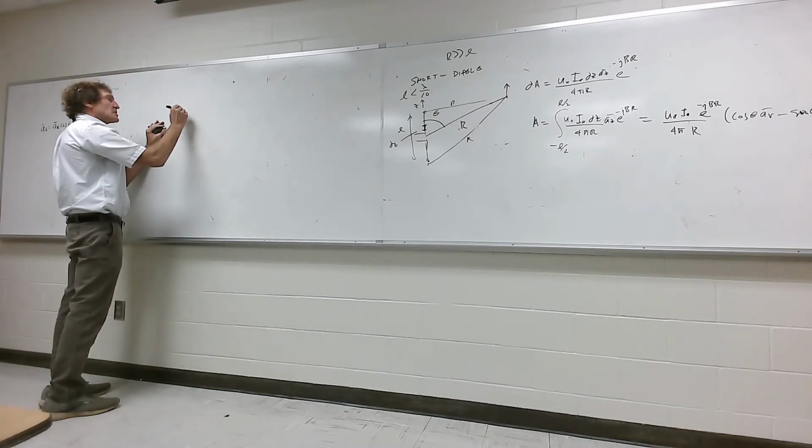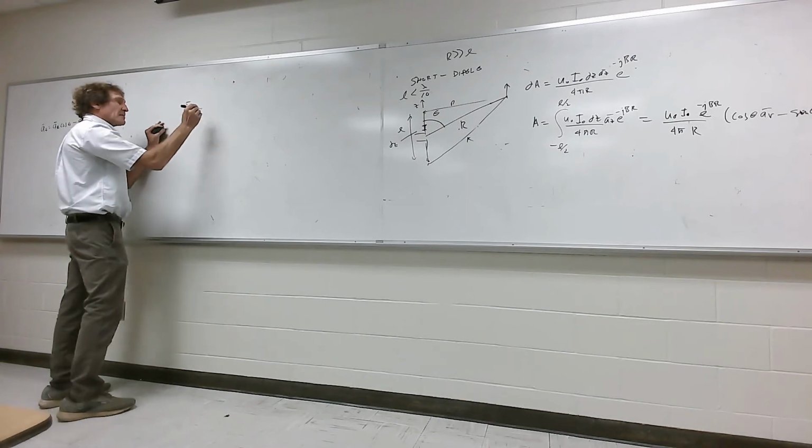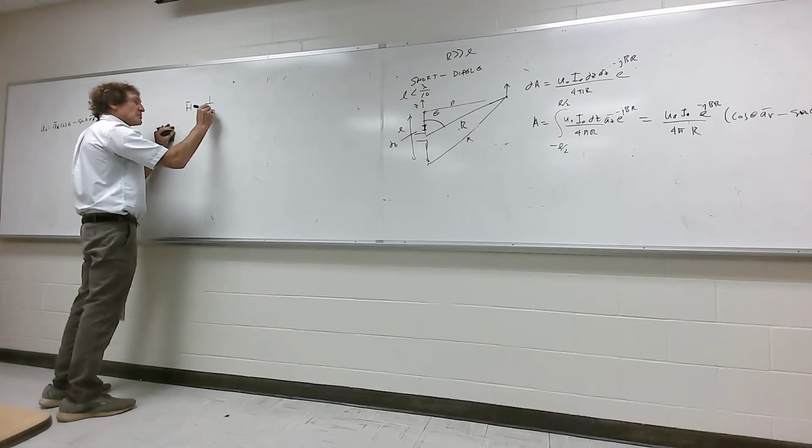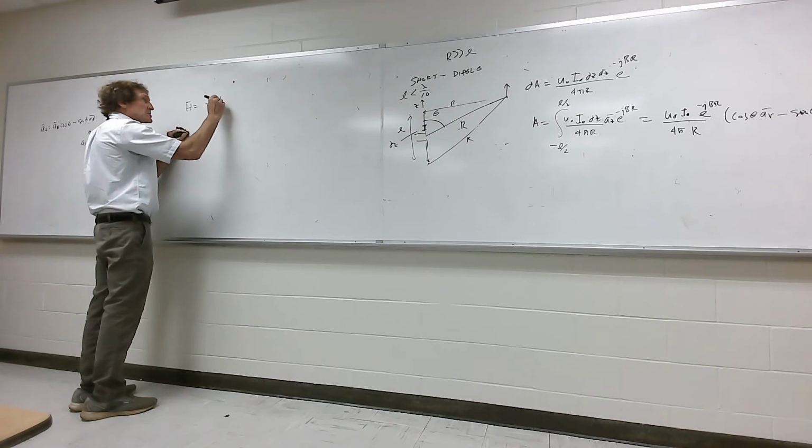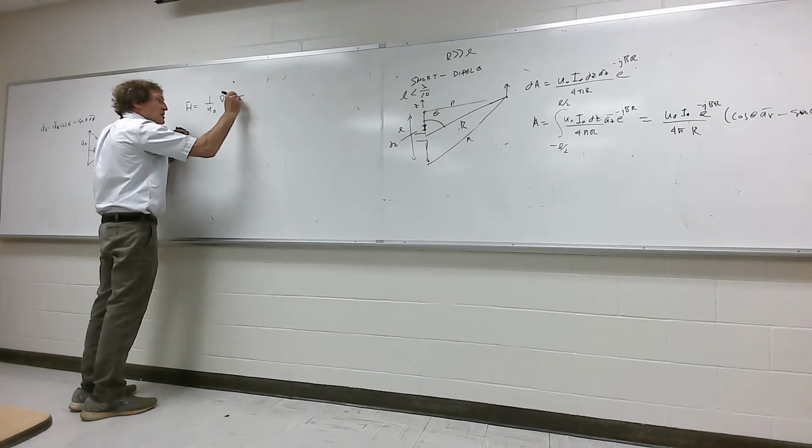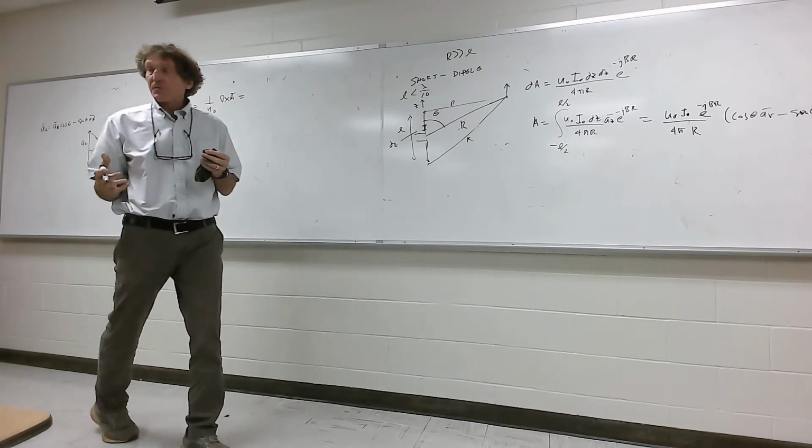So finally, I'm going to go ahead and get H now. And that means I have to take 1 over mu, I'll call it mu 0, times curl of A. We can do the whole curl if you want.